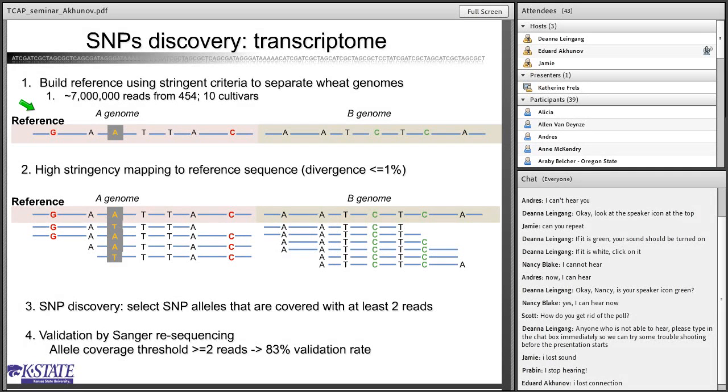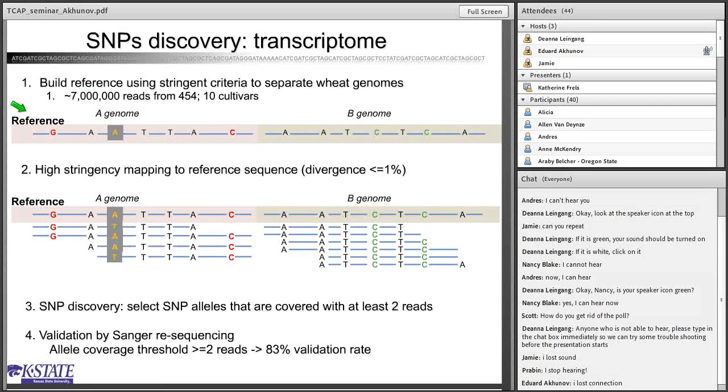So what we did during the assembly of this sequence data, we used very strict assembly criteria so that we are able to separate transcripts that were originating from A genome, B genome, and D genome and put them into separate assemblies. And essentially, we very effectively diploidized the genome. And as a reference sequence, we used these transcript assemblies separately.